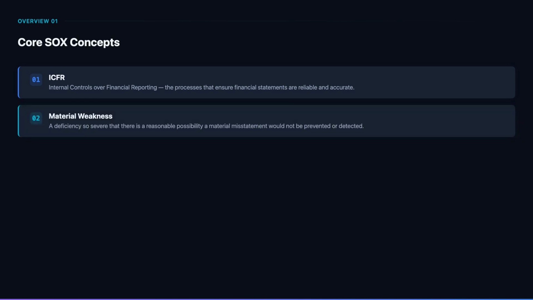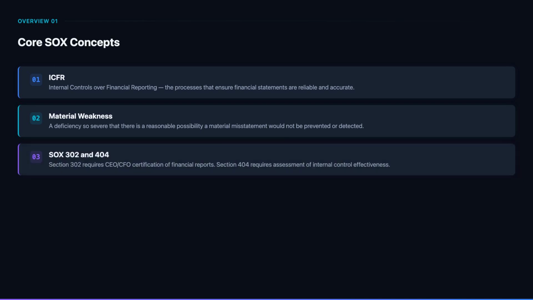A material weakness is the most severe type of control deficiency. It means there is a reasonable possibility that a material misstatement in the financial statements would not be prevented or detected on a timely basis. Material weaknesses must be disclosed publicly.